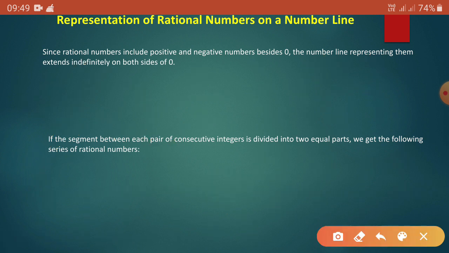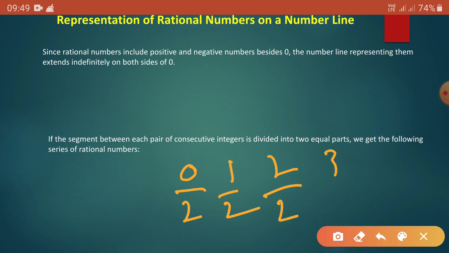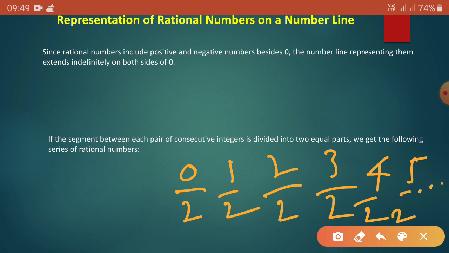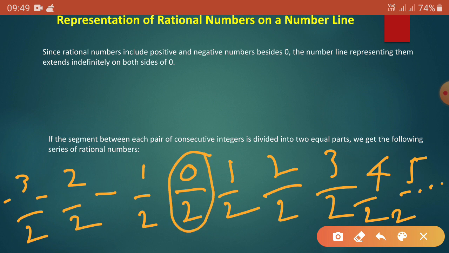That will be 0 by 2, then 1 by 2, then 2 by 2, then 3 by 2, then 4 by 2, then 5 by 2, and so on. And in the negative values we will have minus 1 by 2, minus 2 by 2, minus 3 by 2, and so on. So look, 0 by 2 is the middle point, so it means 0.